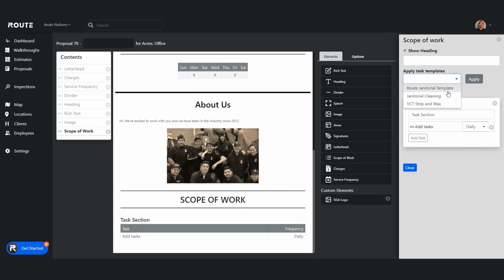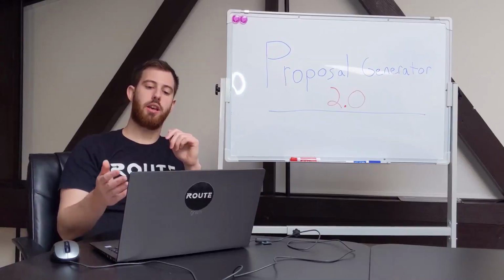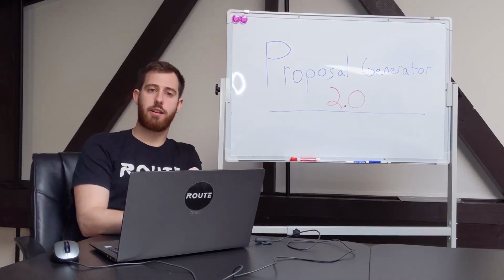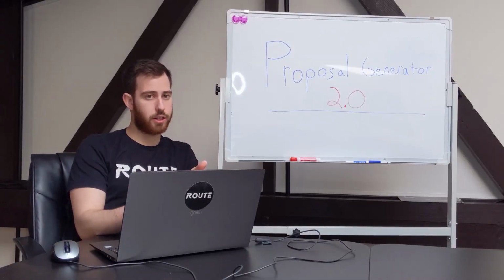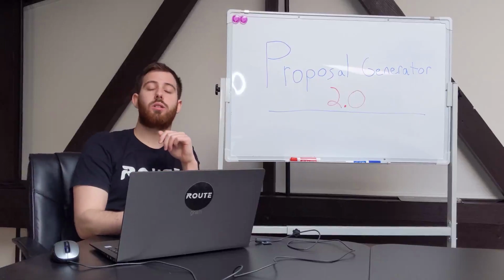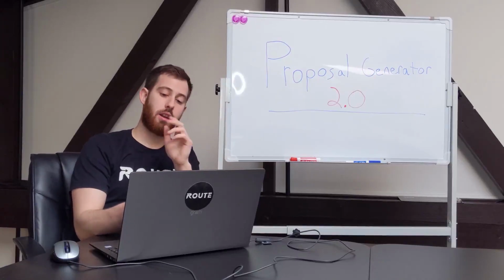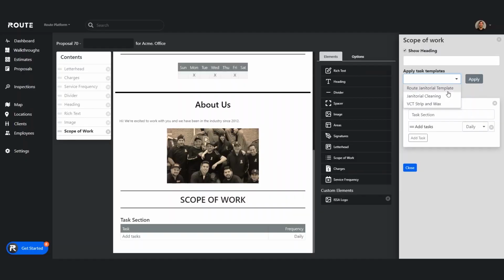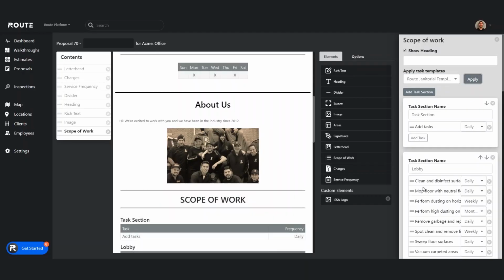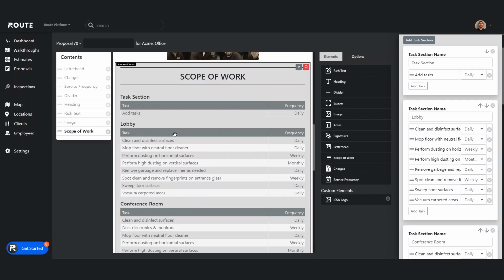What's really great is Route also comes preloaded with the Route janitorial template, and what this does is it looks at the areas that it found from your walkthrough, or if you didn't do a walkthrough, no worries, it's going to look at the location type that you selected when you created the client. When I click Route janitorial template and then click apply, you will see room by room, it has my tasks and their frequency right there. So for lobby, you can see I have clean and disinfect surfaces, mop floor with neutral cleaner, etc.